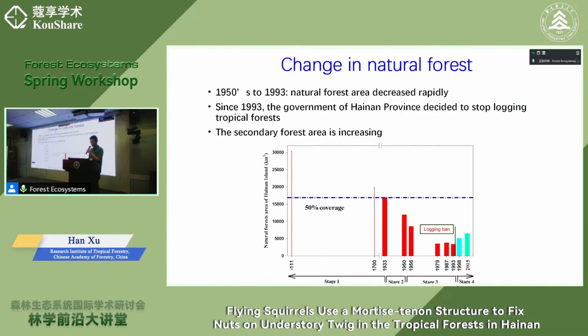This morning, the professor already showed that on Hainan Island from the 1950s to 1993, natural forest area decreased rapidly. But since 1993, the government of Hainan province decided to stop logging the tropical forest, and the secondary forest area is increasing.